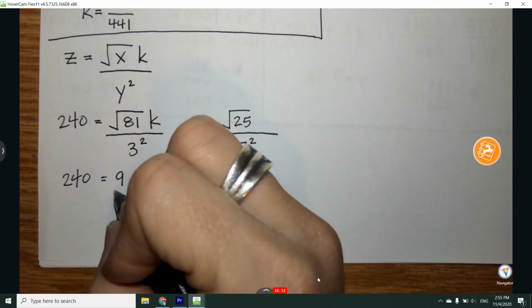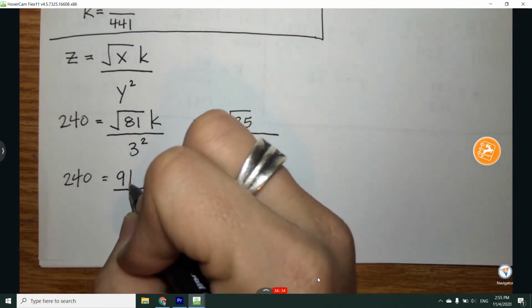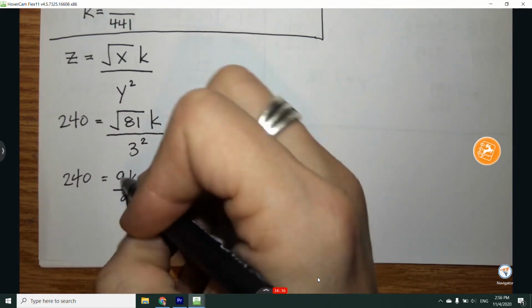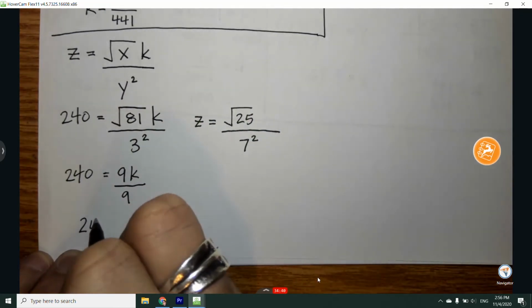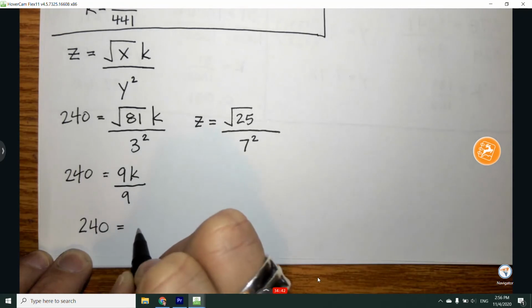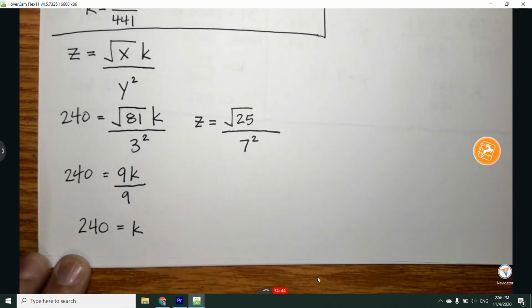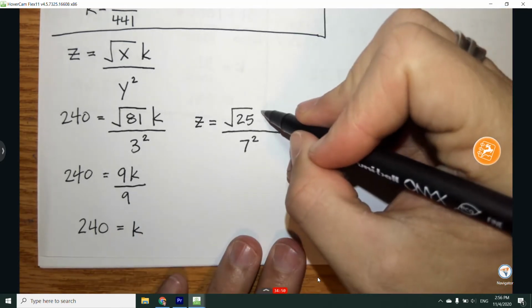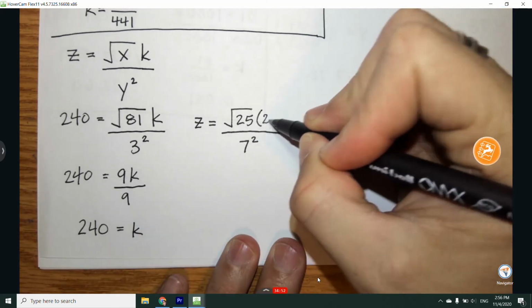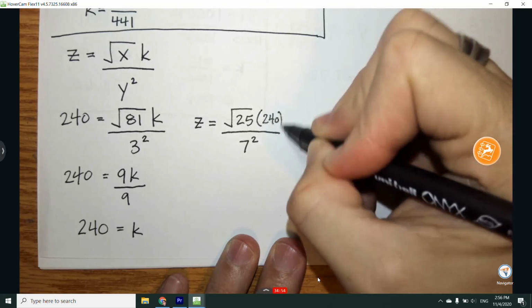And the square of 3 is 9. Once again, these 9's cancel each other away, and we found that this 240 is actually equal to our k. It actually equals 1. 9 divided by 9 is 1, so one of these k's is equal to 240. So now we can just plug in our 240 as our k in our second equation.